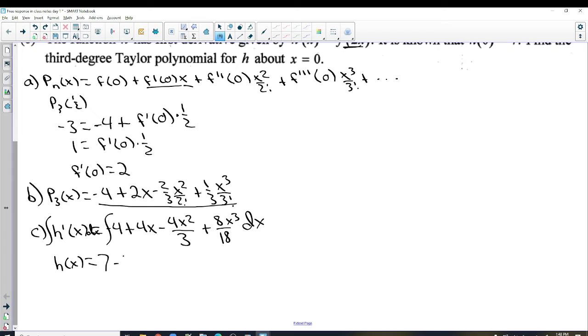The antiderivative of negative 4 is minus 4x plus 2x squared, and then minus 4x to the third over 9. It says third degree, so be careful, don't go too far. Don't do that x to the fourth because it says find the third degree. You might lose a point if you go too far with it. There we go. Questions on this one?